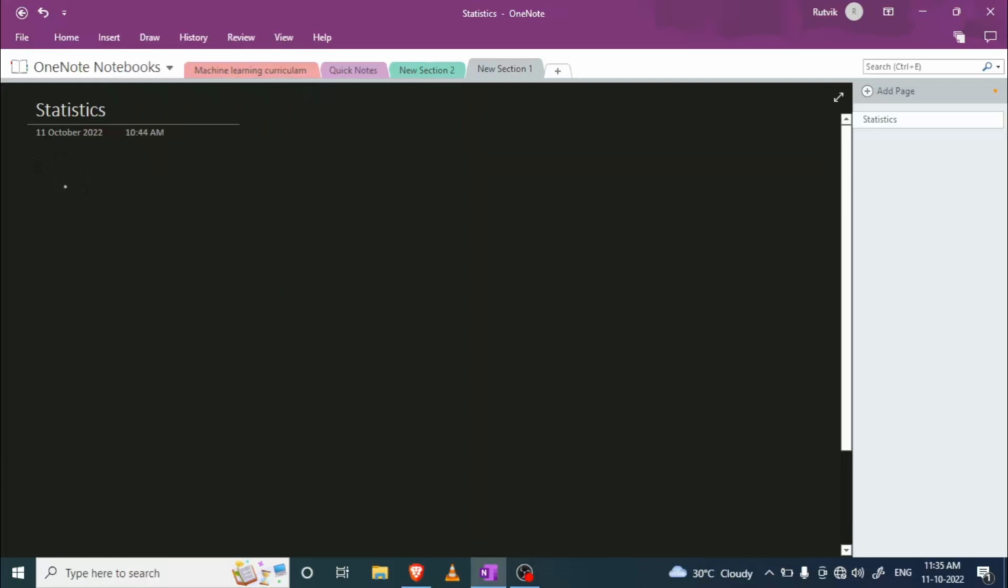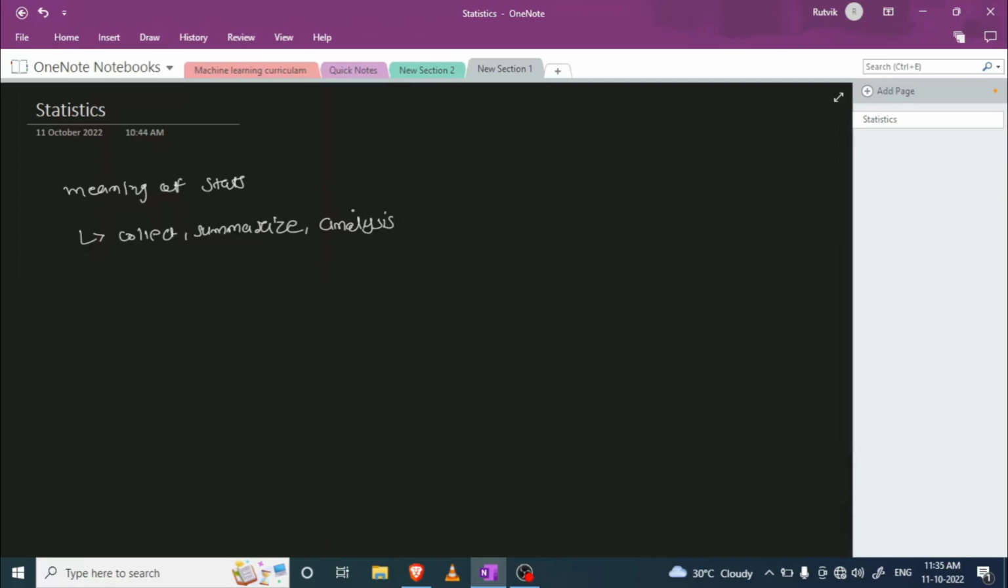First of all, let's discuss the meaning of statistics. Statistics is a method to collect, summarize, and analyze the data. Basically, we have a huge bunch of data and we perform operations on it, like summarization and analysis, and we come up with some conclusion. That is the use of statistics.